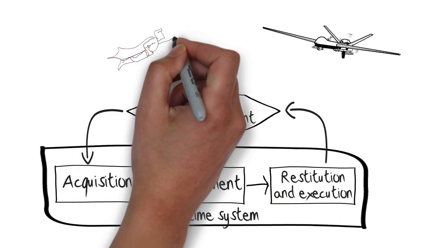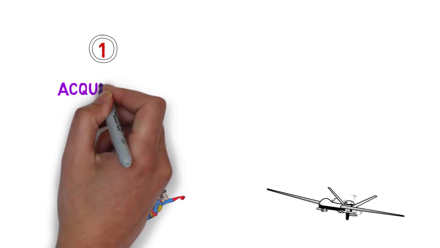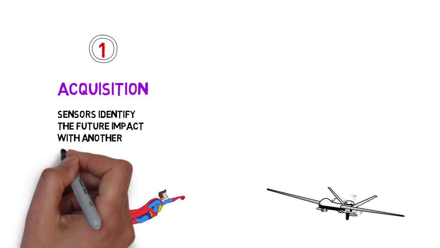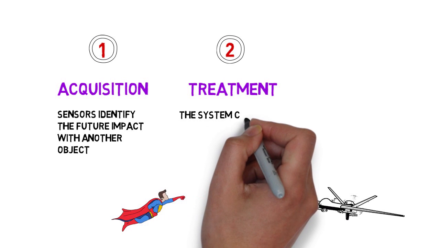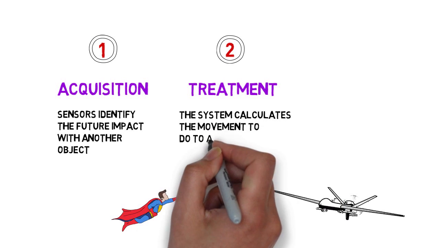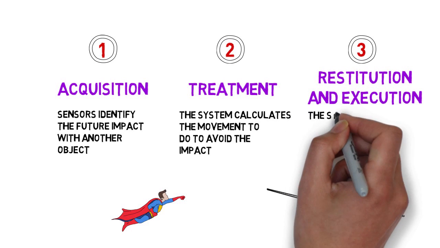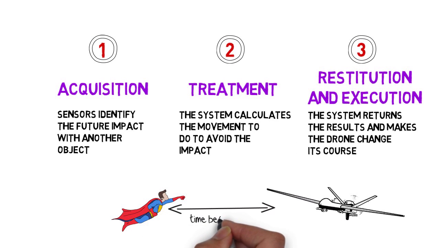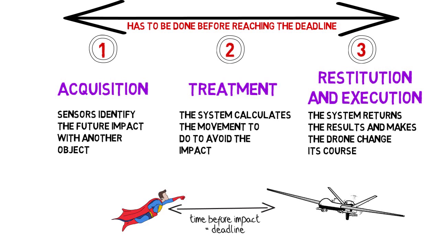Take the example of a drone flying toward an obstacle. It has first to acquire sensors data to see the obstacle. Then, it treats the information by calculating the trajectory change. And finally, it transmits the order to its hardware to operate this change. But there is a time limit, a deadline, that has to be respected to keep the drone alive.